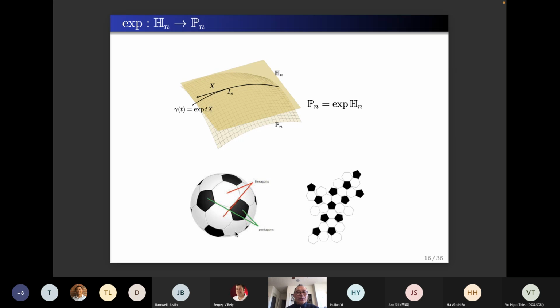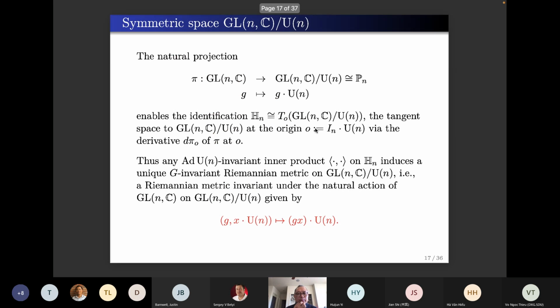I don't know whether you are interested in soccer games. Here we have a soccer ball. If you flatten the soccer ball, you get this picture. So the exponential map goes from this flat space to the curved space. That's why we have that. This is the set of all positive definite matrices, and this is the set of all Hermitian matrices.